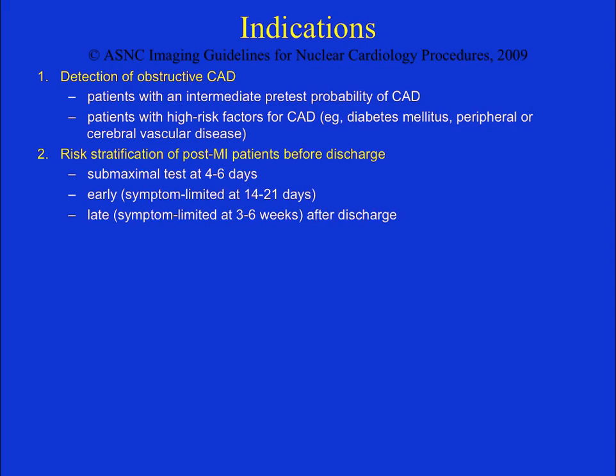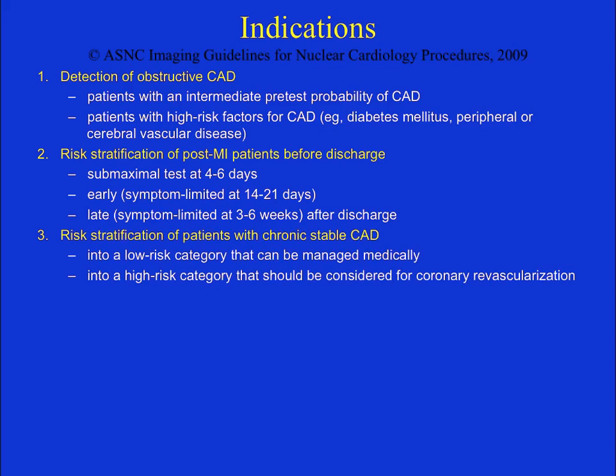Number 2, risk stratification of post-MI patients before discharge. With submaximal exercise, we can do it at 4 to 6 days. However, with vasodilators like adenosine, we can do it as early as 2 days. Number 3, risk stratification of patients with chronic stable coronary artery disease, so as to place the patients into a low risk category group that can be managed conservatively with medications, or into a high risk category group who needs a more invasive form of treatment in the form of revascularization, such as PCI, percutaneous coronary intervention, or CABG, coronary artery bypass grafting.